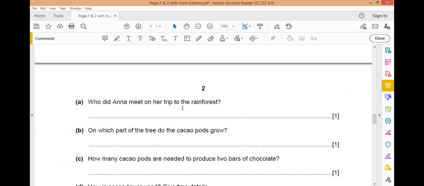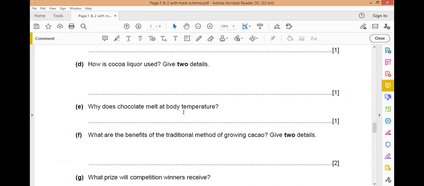As the next question, who wants to answer? Can I answer? Sorry, again, Yusuf Rafat. Yes, Yusuf, can I answer it? Yes, Yusuf Rafat. Okay. What are the benefits of the traditional method of growing cacao?